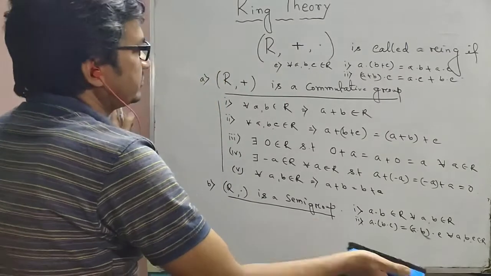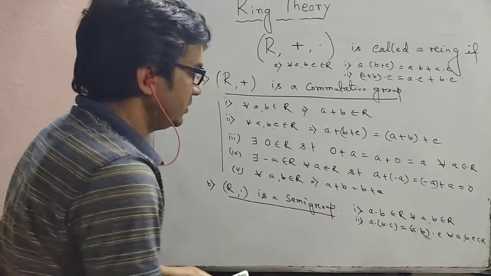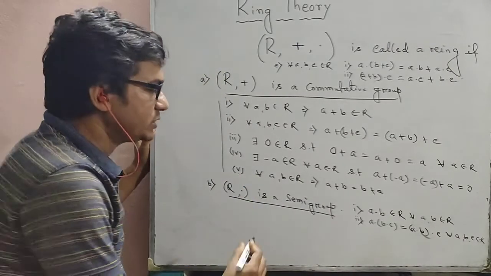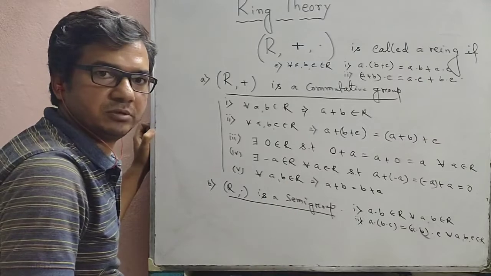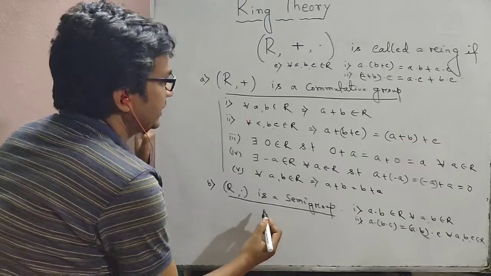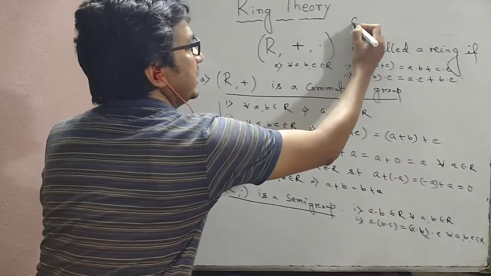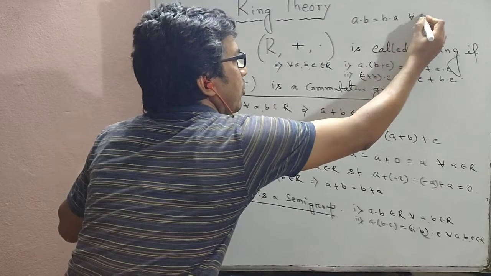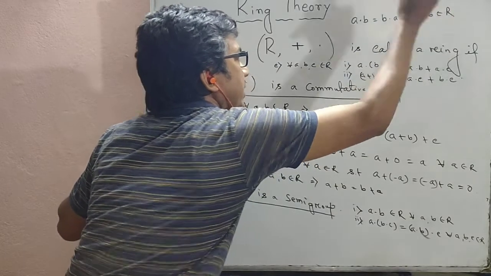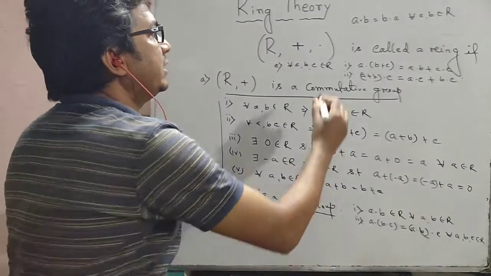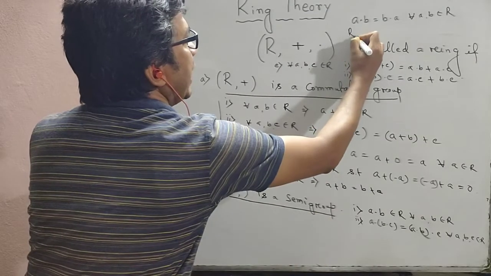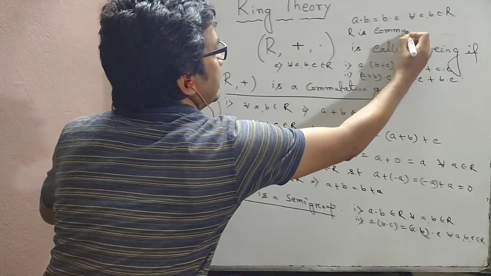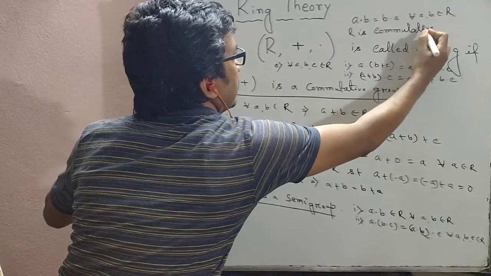Now if dot is commutative, that is A dot B equals B dot A for all A, B belongs to R, then the ring R is a commutative ring.